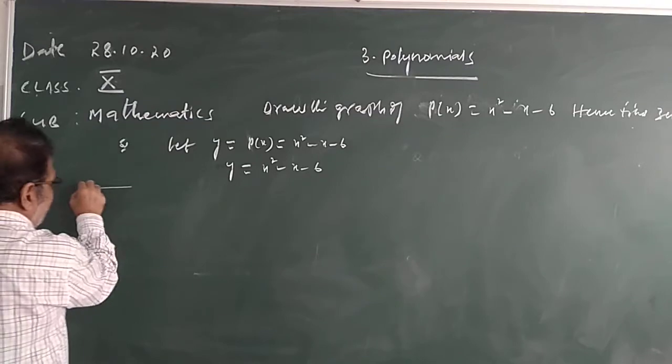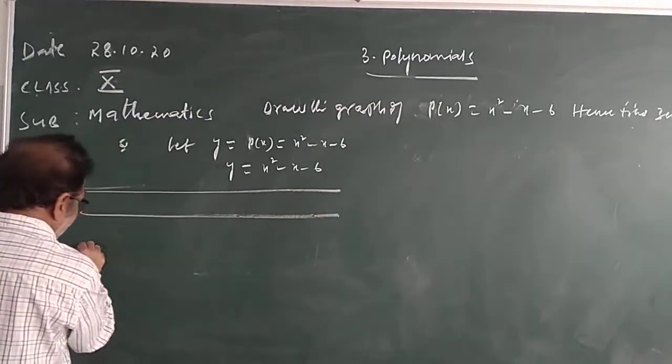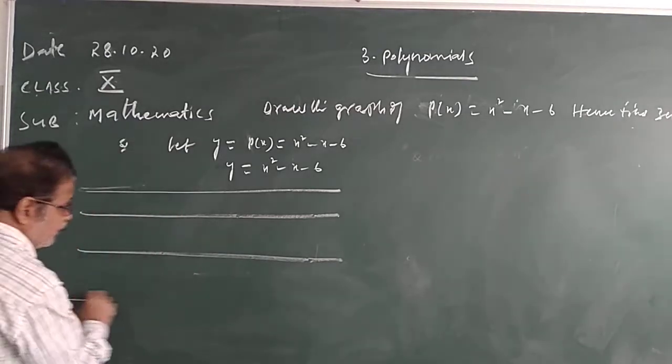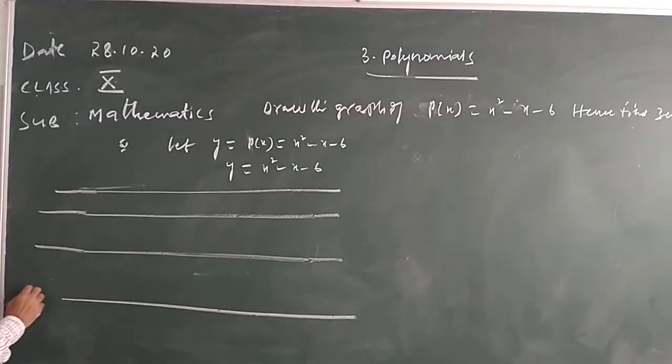I already told you to take 3 positive values and 3 negative values like this. You take the table.